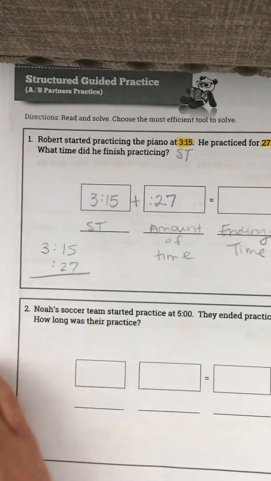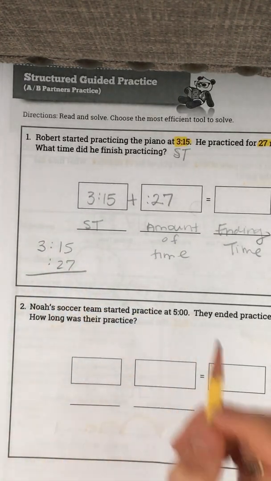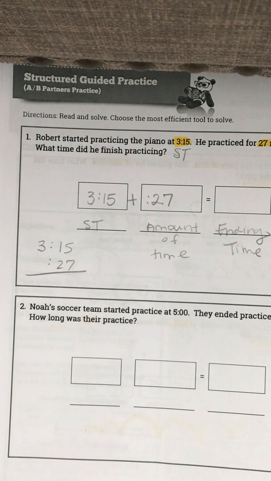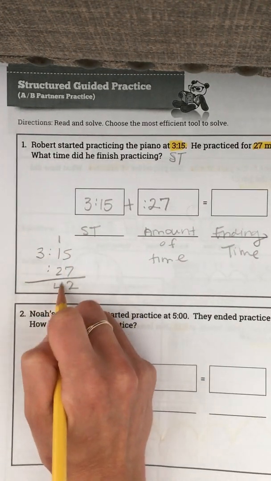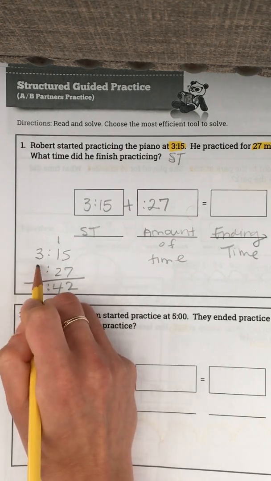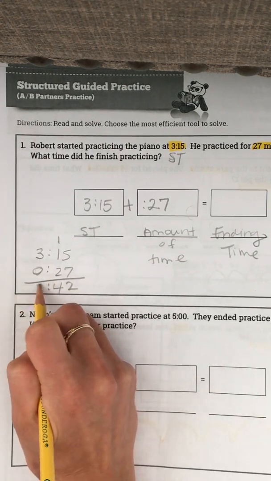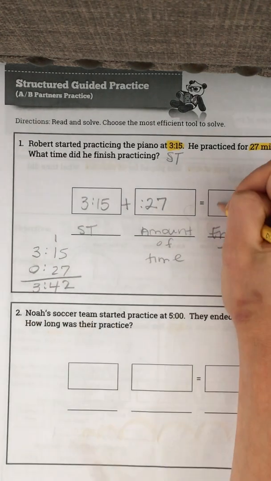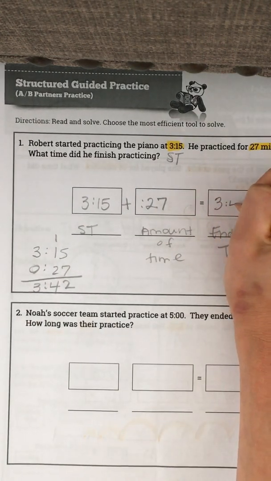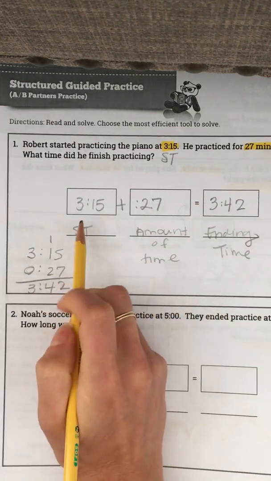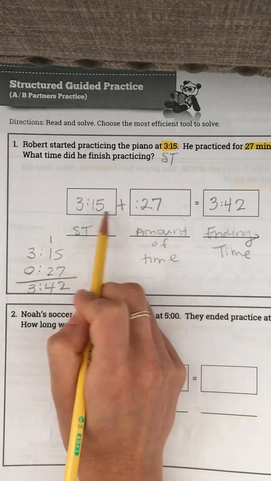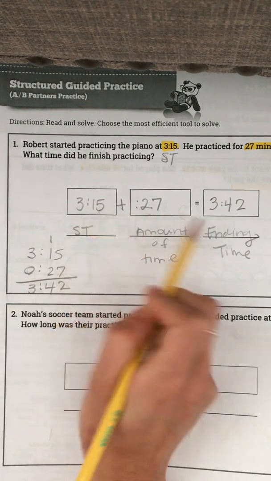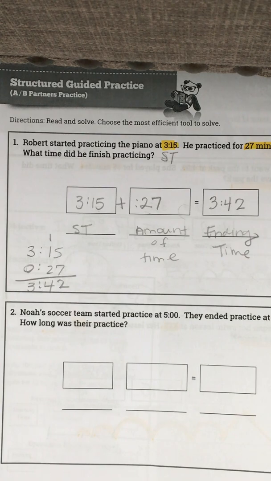Okay, let's see what I get here. 7 plus 5. I'm going to wait for you because we're doing this together. So you should get 12. 2 plus 1 is 3, plus 1 more is 4. And then we have no extra hours here, so 3 plus 0 hours is 3. And that should get us to a time of 3:42. So if Robert started practicing at 3:15 and played for 27 minutes, I add that on and I get to 3:42, okay?